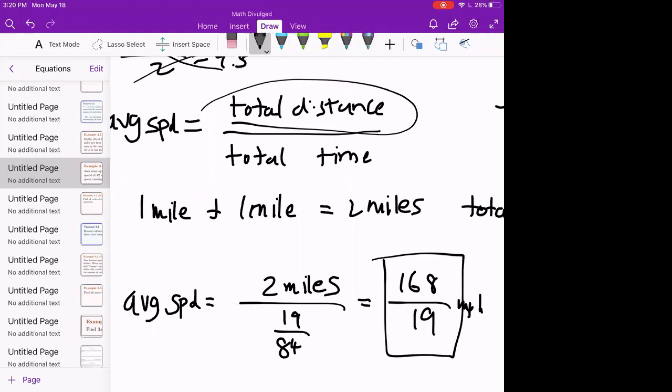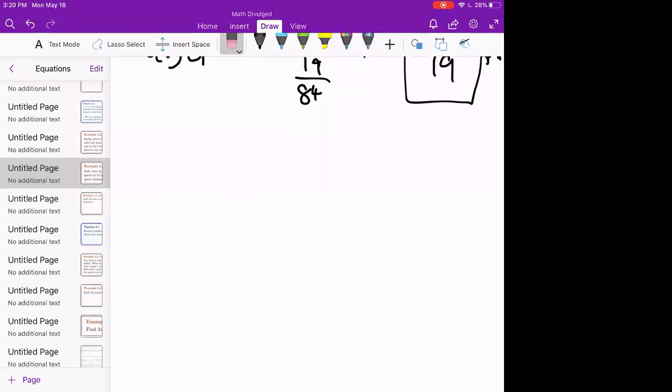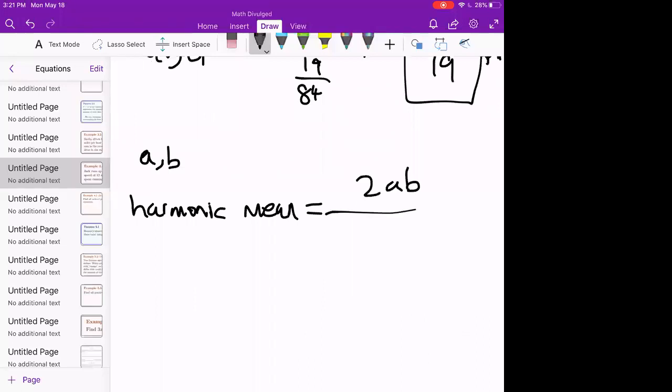So yeah, I also said earlier that I would show you guys the formula for how to solve this quicker. Basically, when you have something like this where the distance is arbitrary, we can just use the harmonic mean formula. When you have two different values, A and B, the harmonic mean is just 2 times A times B over A plus B. And this is what we can use to plug in 7 and 12.